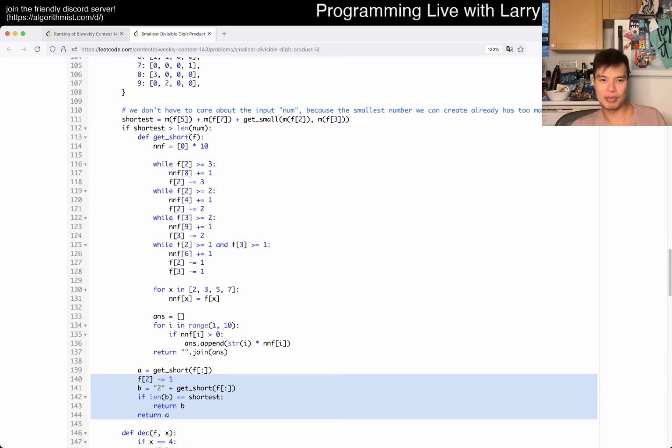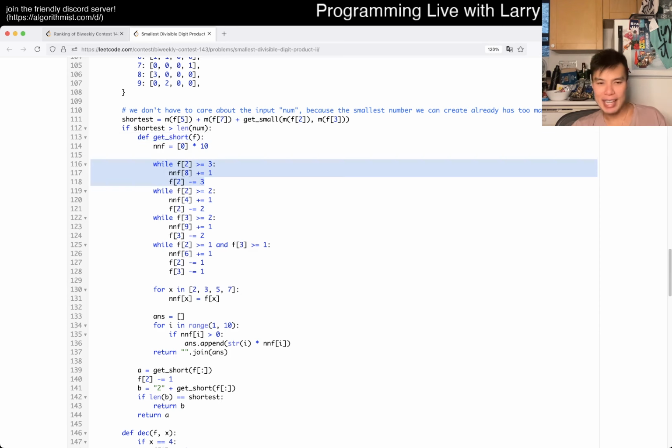And this is my get short function. It's just very greedy, right? You take an eight whenever you can because it gets rid of 2 digits, or it changes 3 digits into 1, so you always want to do it for getting the shortest. And remember, fewer digits is always a smaller number, right?